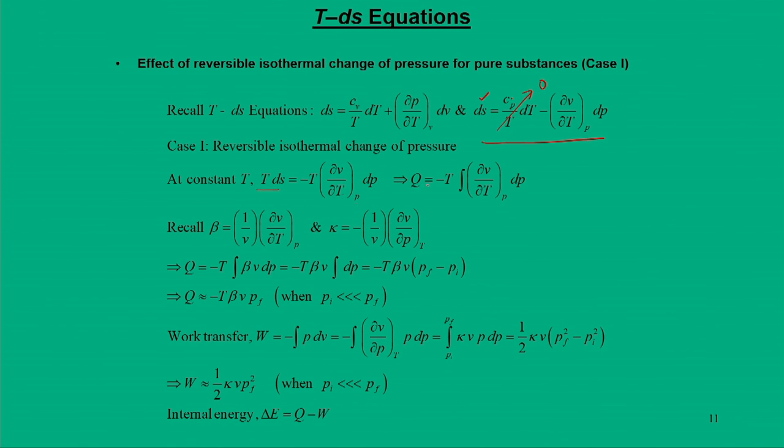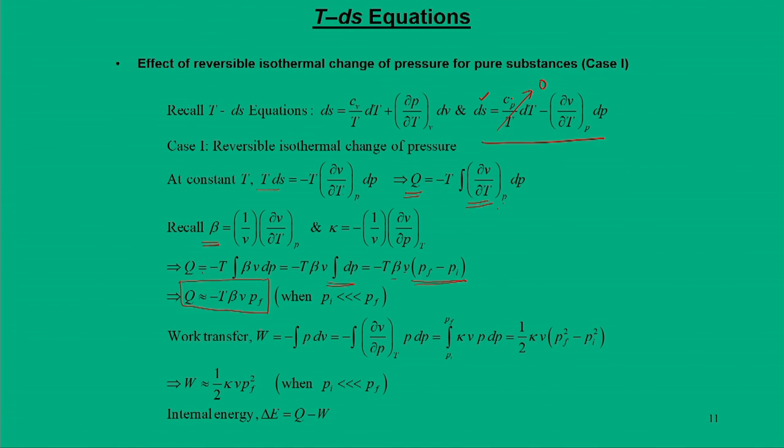When you say T dS, it refers to heat transfer Q, which is equal to minus T times the integral of (dou V by dou T) at constant P into dP. Now, this (dou V by dou T) at constant P we can find from the expression for beta, so that we can write Q as minus the integral of T beta V dP. T can come out, and for many substances, Q is a function of dP only, so T beta V comes out and it becomes PF minus PI. So, Q is equal to minus T beta V times (PF minus PI). When the final pressure is much higher than the initial pressure, this expression reduces to a simple one: Q is equal to minus T beta V into PF.